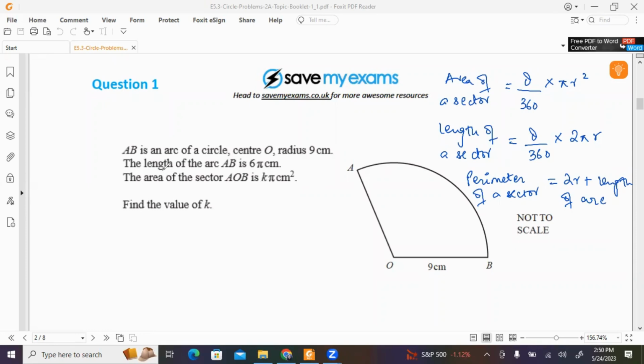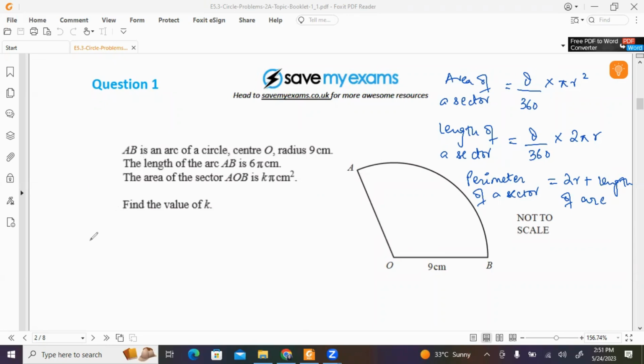In the first question, it says AB is an arc of a circle, center O, radius is 9 centimeters. The length of arc is 6 pi centimeters, and the area of the sector AOB is k pi centimeter square. You have to find the value of k.